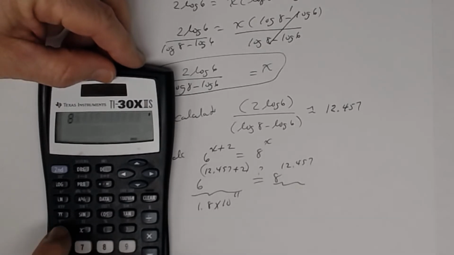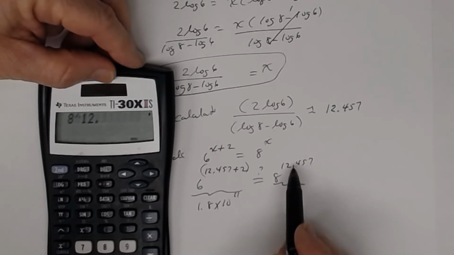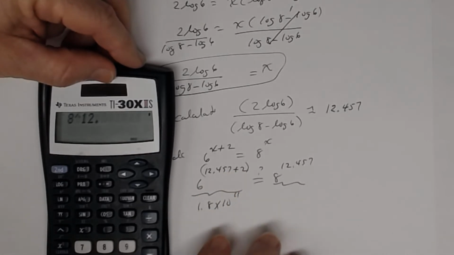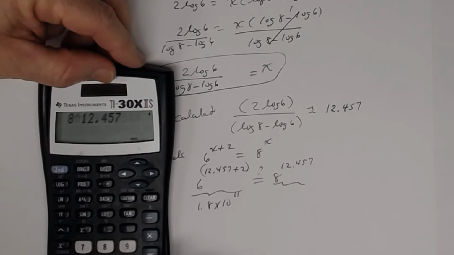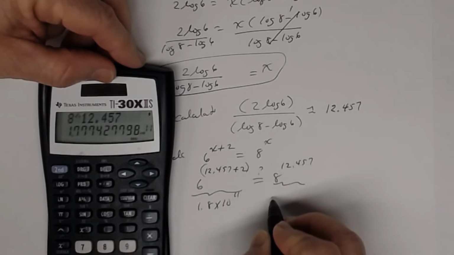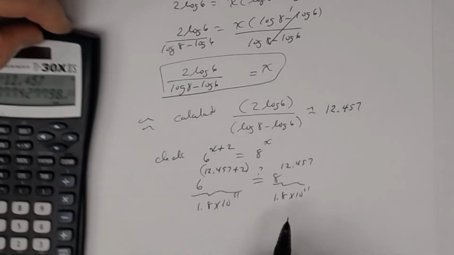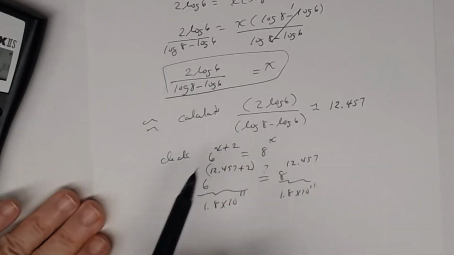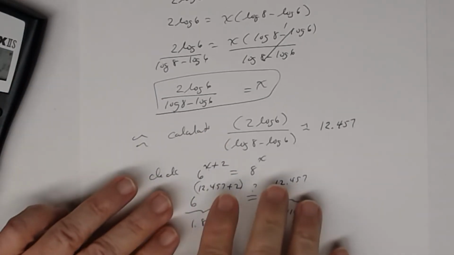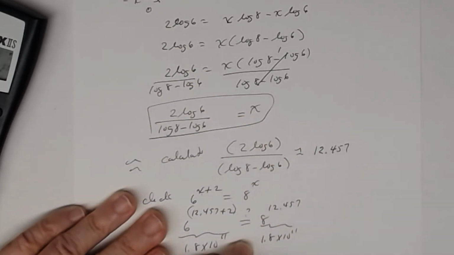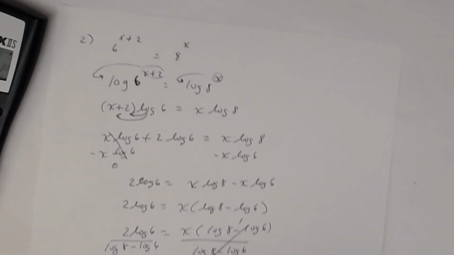So 8 raised to the 12.457. Now notice I don't need parentheses here because that's just one number. This was a sum here. 12.457 equal, and notice I get the same thing. So 1.8 times 10 to the 11th. Okay? All right, so what I did was correct here. But checking helps you to determine if you did this correctly. Okay? All right, that was number 2.